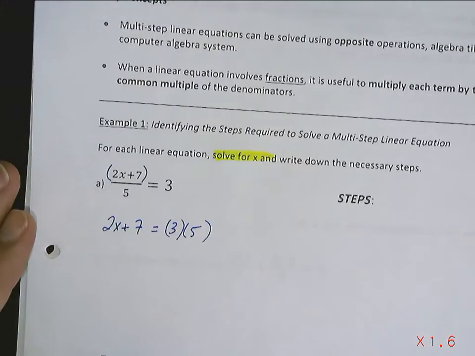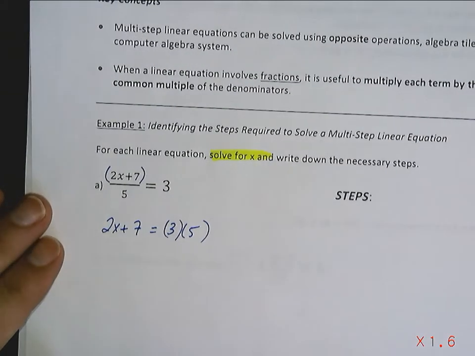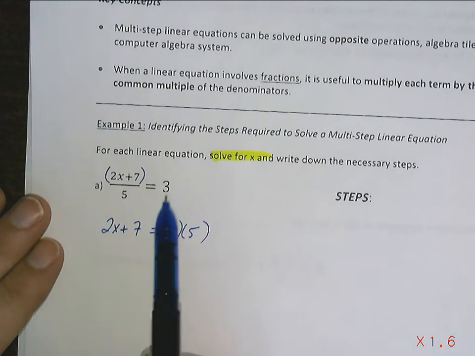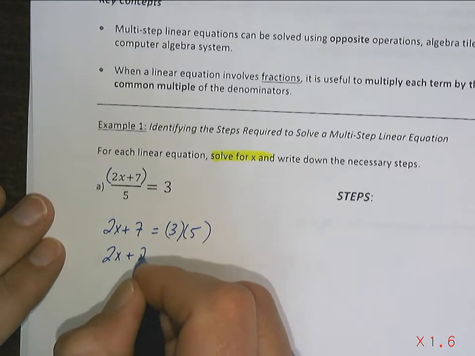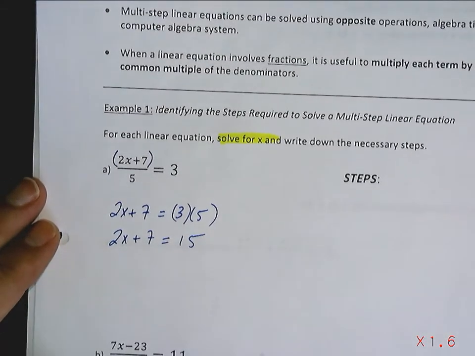Now, does that make sense to everyone? The 5 was dividing the 2x plus 7, wasn't it? So the opposite is multiplying. So I multiplied this side by 5 to get rid of the 5 in the bottom, and I multiply this side by 5, which gives me. So that was my first step.